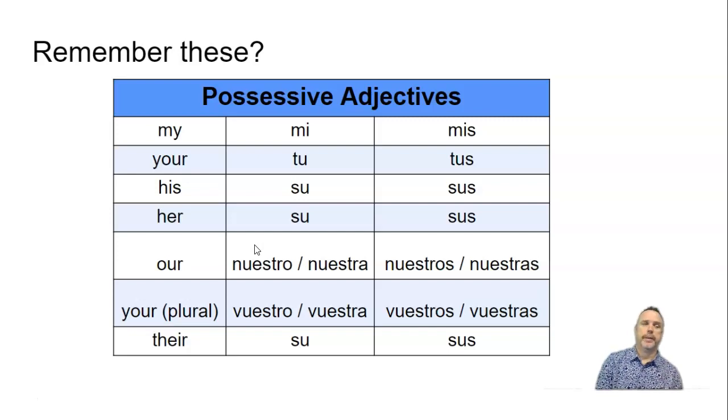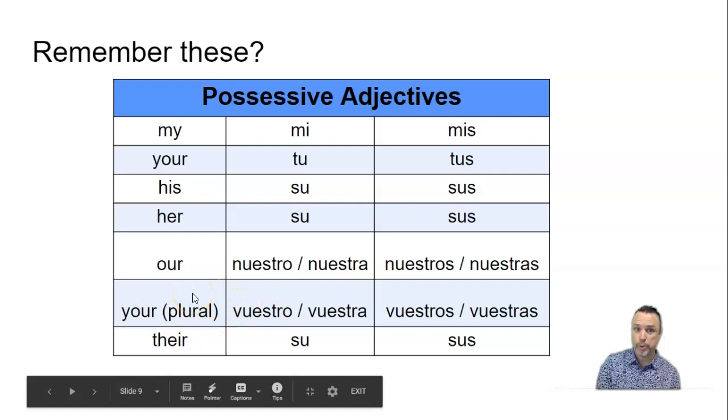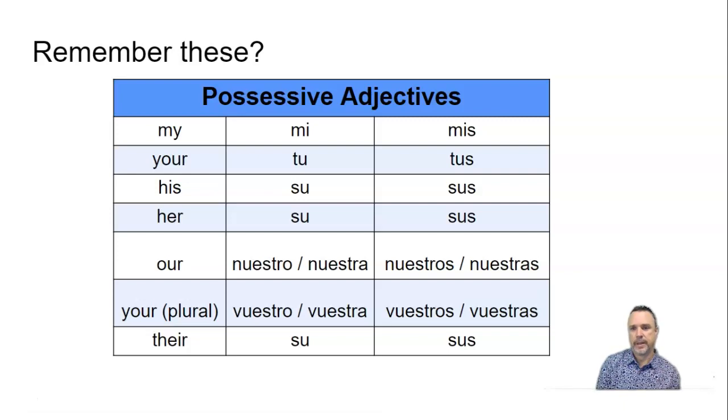But if you do ancient history and you've got Mrs. Bailey, right, it would be nuestra profesora de historia, because Mrs. Bailey's a woman. Same with your for plural you, so this isn't just one you, it's like all of you, there's a vuestro or vuestra, and there is also su. Okay, so we're going to look at some examples of that in our next sentences.